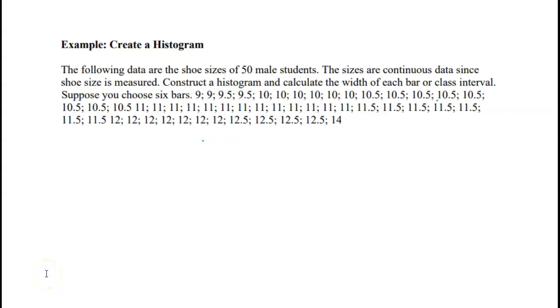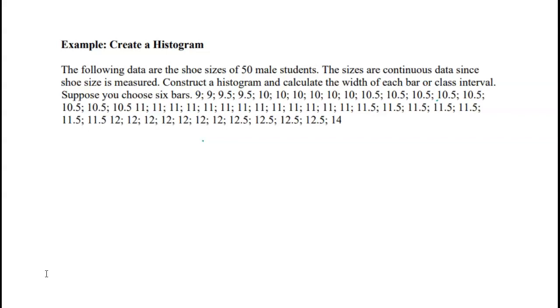Hello everyone, so here's an example of how to make a histogram. The data shows the shoe sizes for 50 male students and it's been sorted from lowest to highest. The sizes are continuous data since shoe sizes are measured, and we want to construct a histogram with 6 bars.